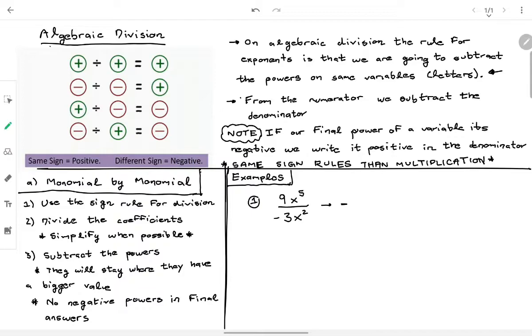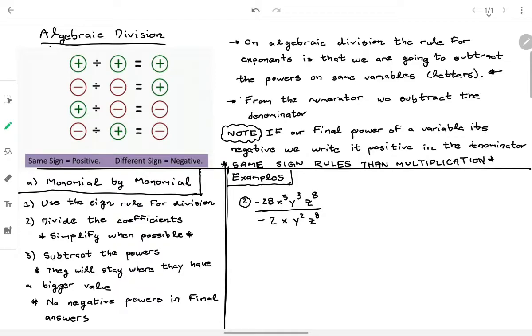Next, it says to divide the coefficients. 9 divided by 3 is a whole number, that is 3. Then we put the variables, in this case x, and the rule for division in exponents says we need to subtract the denominator from the numerator. So the final answer is going to be minus 3x cubed. And this will be the simple process for dividing 2 algebraic expressions that are monomials. Let's see some other examples.